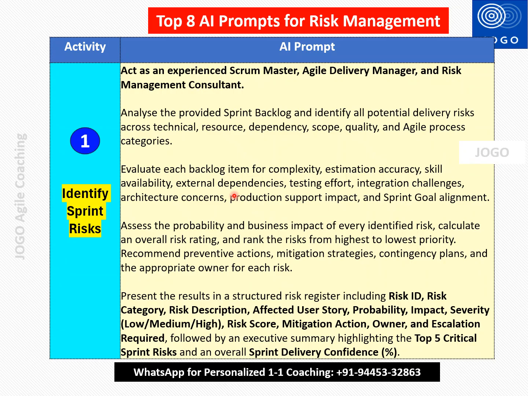For that, we need to provide all the information or give access to the tool so that the past data will be pulled by the AI. The fourth step is assess the probability and business impact of every identified risk, calculate an overall risk rating, and rank the risks from highest to lowest priority. Recommend preventive actions, mitigation strategy, a contingency plan, and the appropriate owner for each risk. So now the AI will identify all the risks, prioritize them, provide preventive actions and mitigation strategy, and suggest the owner for each risk. This is the fourth step we are asking AI to do.